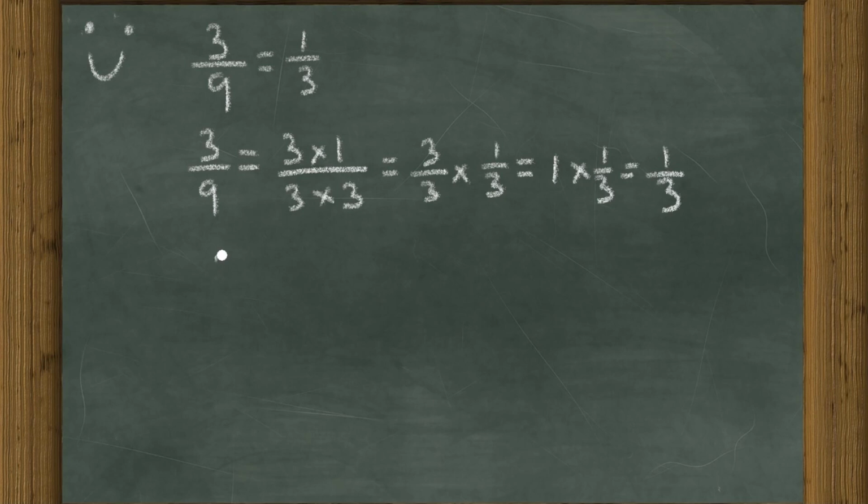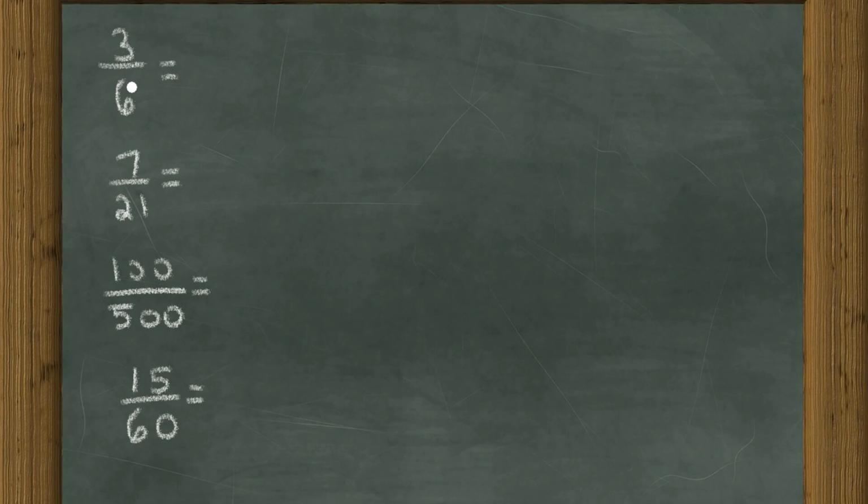Another example, let's say 2 divided by 10. Now in this case, the greatest common factor is 2. I'm going to do the numerator divided by 2, which is 1, and then the denominator divided by 2, which is 5. So these are equivalent fractions. So let's look at some examples. For 3/6, the greatest common factor is 3. So I'm going to do 3 divided by 3, which is 1, and then 6 divided by 3, which is 2.